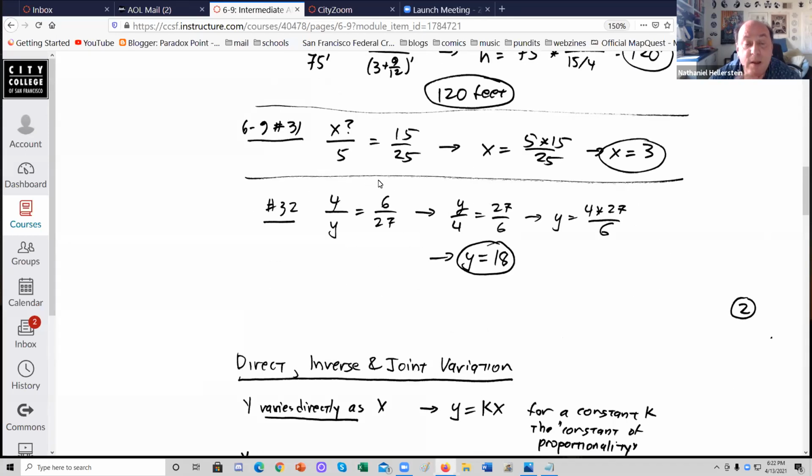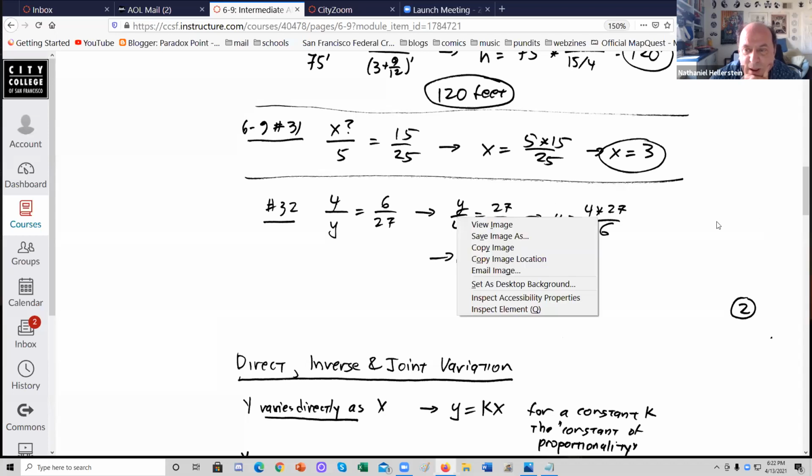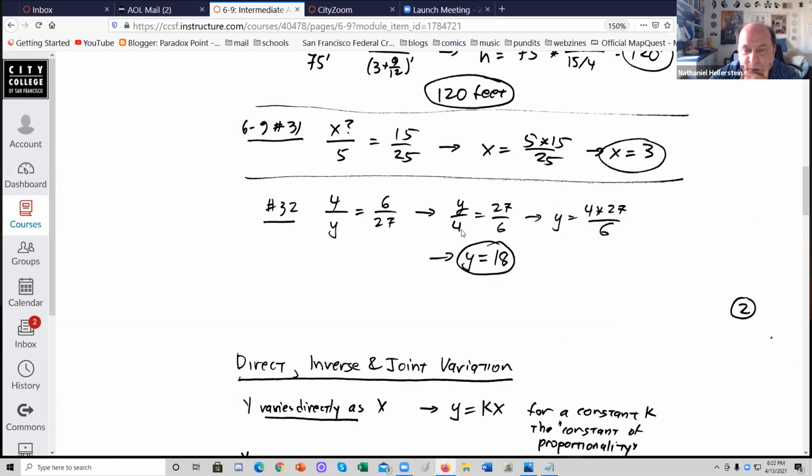Here we have 4 over y equals 6 over 27. Now, to get y in the numerator, we turn both of these upside down. We invert them, or reciprocate them. So instead of 4 over y, it's y over 4. Instead of 6 over 27, it's 27 over 6. So just basically turn this equation upside down. At this point, we solve for y by transposing the 4. So y equals 4 times 27 over 6. After a small amount of work, that's y equals 18.